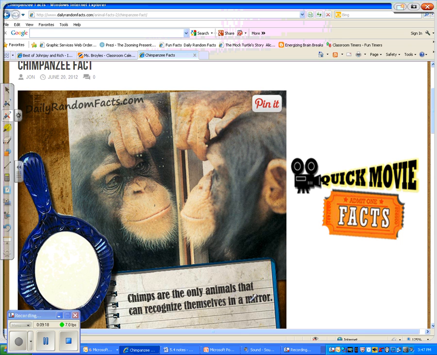Chimpanzees are the only animals that can recognize themselves in a mirror, besides us, of course.